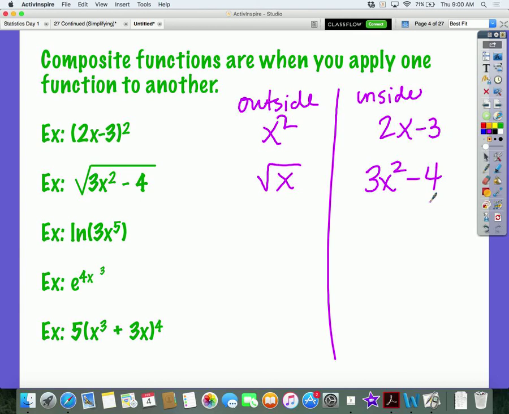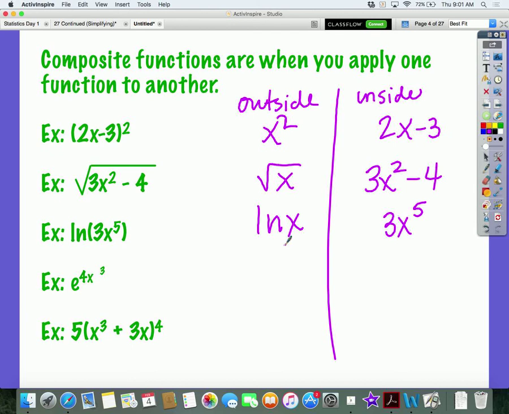Let's look at the next one. What is my outside function? Or better yet, maybe you can see the inside function first. Give me one of the two. Sarah? The inside would be 3x to the fifth, and I'm plugging that in for the natural log of x. The natural log of x. Very good.